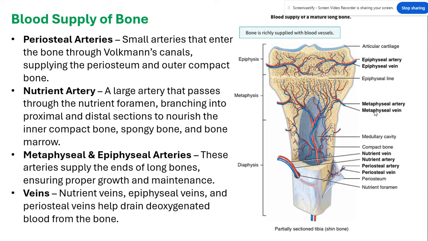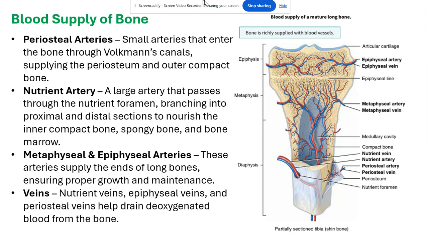Bone is richly supplied by blood vessels. Blood supply of a mature long bone. Periosteal arteries are small arteries that enter the bone through Volkmann's canals, supplying the periosteum and outer compact bone. The nutrient artery is a large artery that passes through the nutrient foramen, branching into proximal and distal sections to nourish the inner compact bone, spongy bone, and bone marrow.